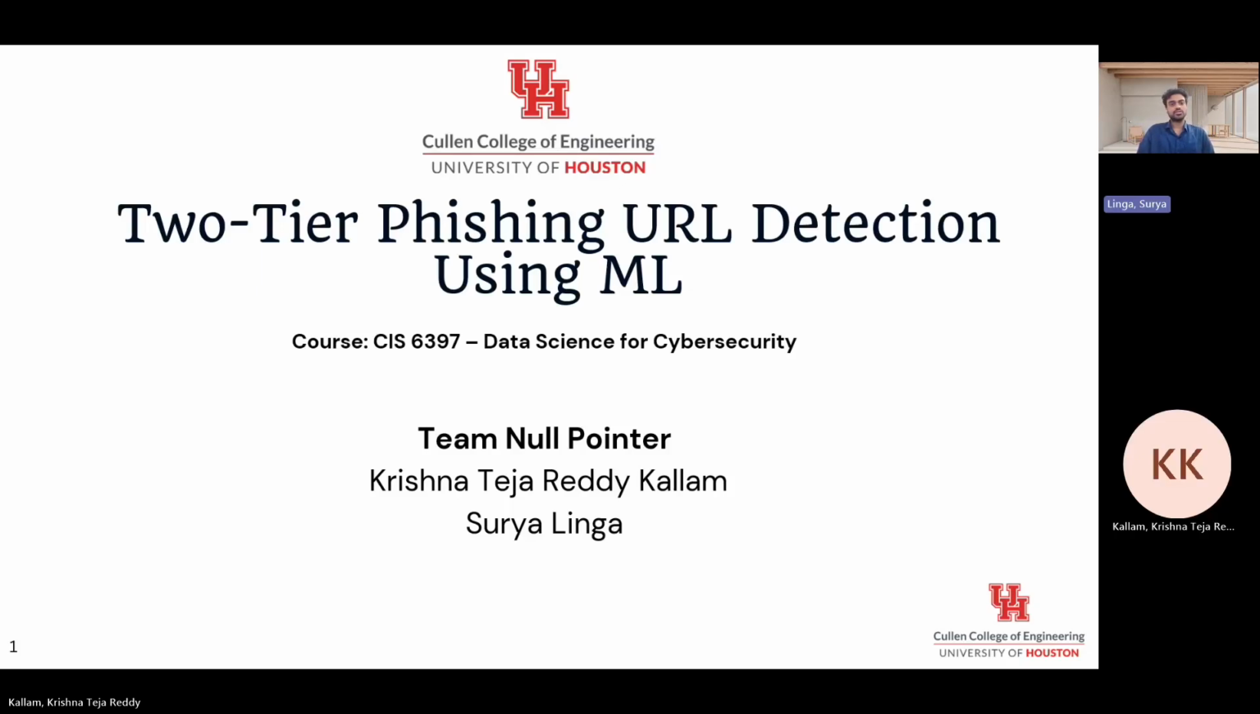Our project is two-tier phishing URL detection using machine learning. We are team Null Pointer, and I'm Surya with my teammate Krishna. So we built a two-layer system. The first layer is fast and checks the URLs itself, and the second layer is deeper and checks things like how old the domain is, whether the certificate is new or not, and what the page actually looks like. Together, the system got around 96% accuracy.